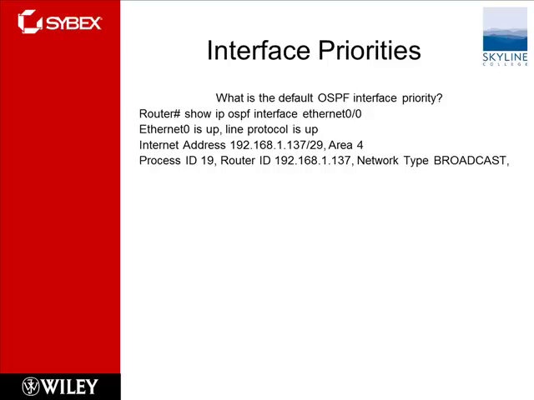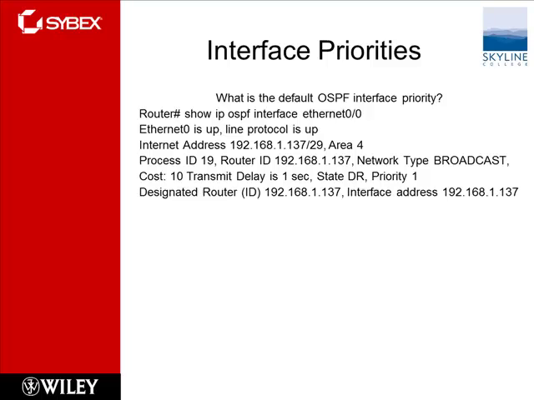Network type is broadcast, which means it's going to be an Ethernet type broadcast, or an Ethernet type address. We have non-broadcast multi-access frame relay, and we'll do frame relay in the next block. Cost is 10. Transmit delay is 1 second. State, this is a DR. Priority is 1, and again, all of them by default have a priority of 1. And we're going to use the highest priority. So if you wanted to change it, you could do a priority of 50 if you wanted this one to be the DR.